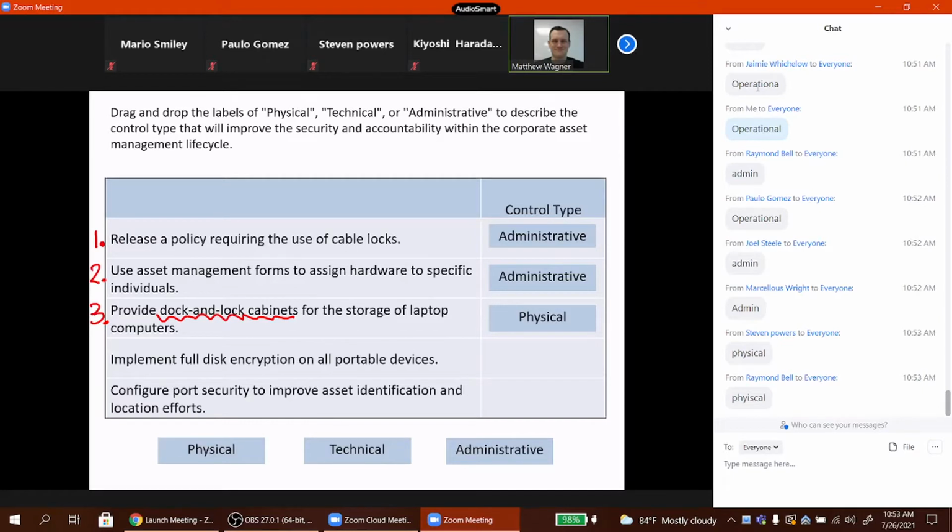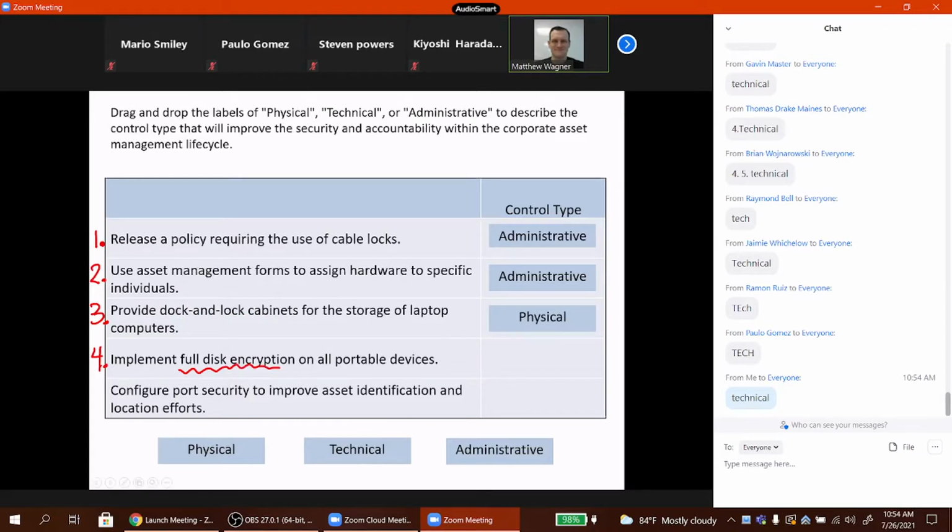How about number 4 here? What do you think this one is? Implement full disk encryption on all portable devices. Ooh, see, lots of answers for technical. I could not agree more. Implementing full disk encryption. Where does full disk encryption occur? On the hard drive, inside the computer. This is most certainly a technical control.